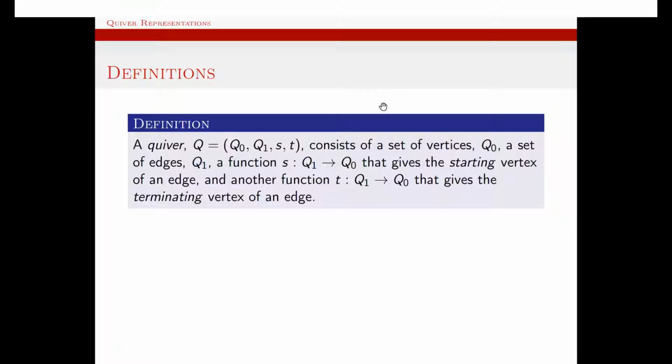To start, a quiver consists of a set of vertices, a set of edges, a function that gives a starting vertex, and then another function which gives a terminating vertex of an edge. In this sense, it's like a graph, except with arrows.